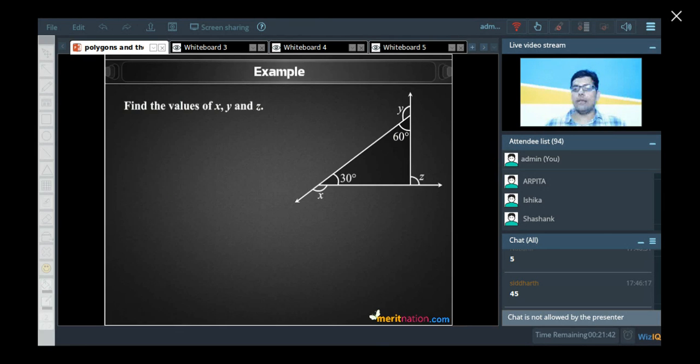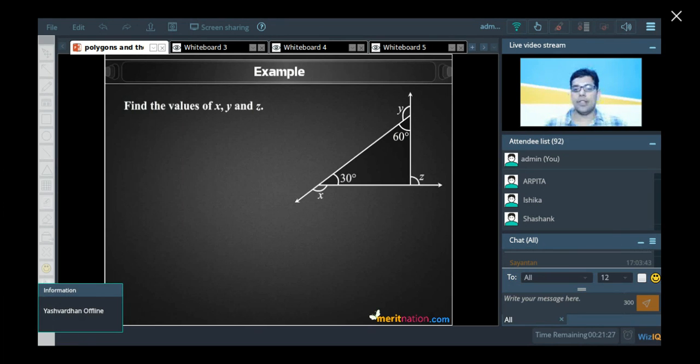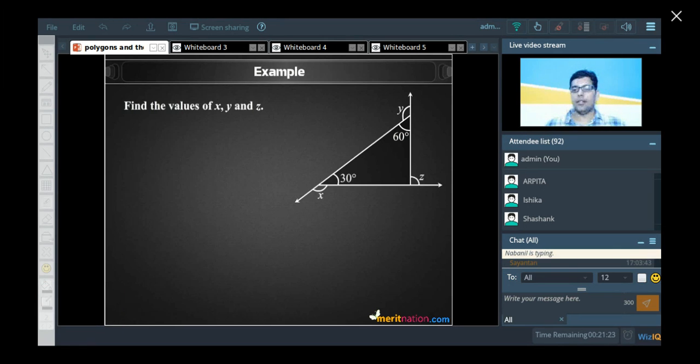Example we have now: find the values of x, y and z for this given figure. How to find x, y and z? If you know the answers, you can write in the chat box and then we can cross check it. X equals 150 degrees. Please tell how, which property? It's a linear pair. X and 30 degrees are forming a linear pair.